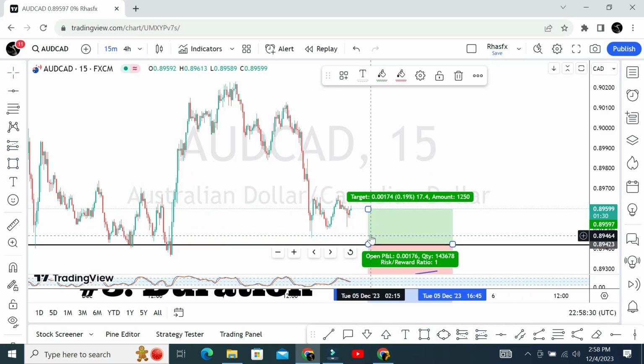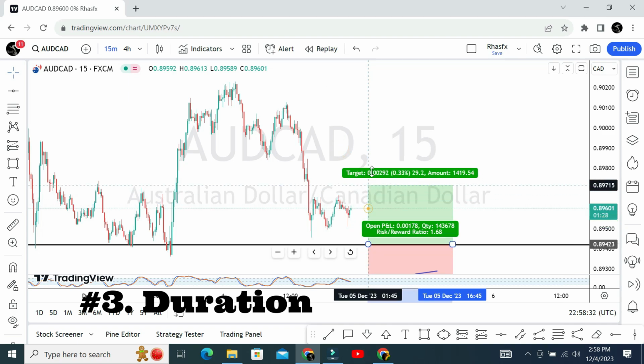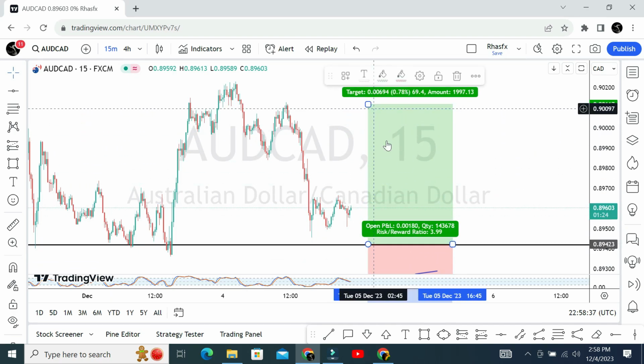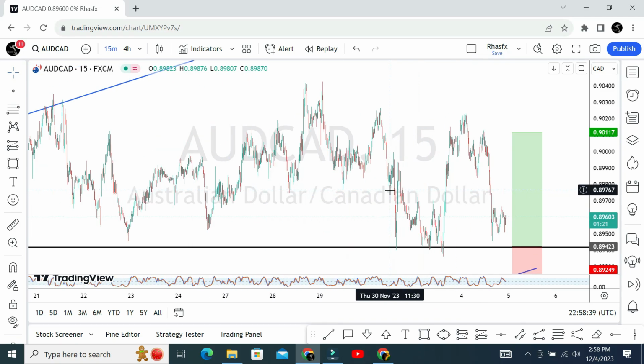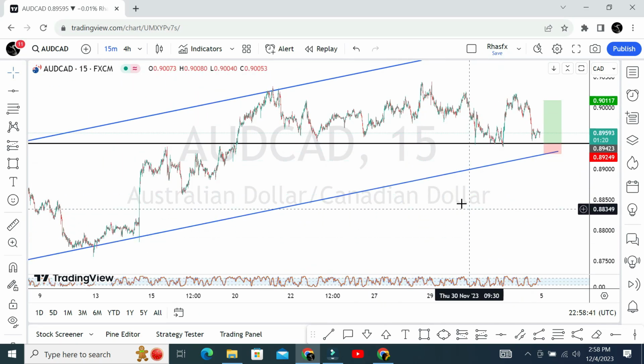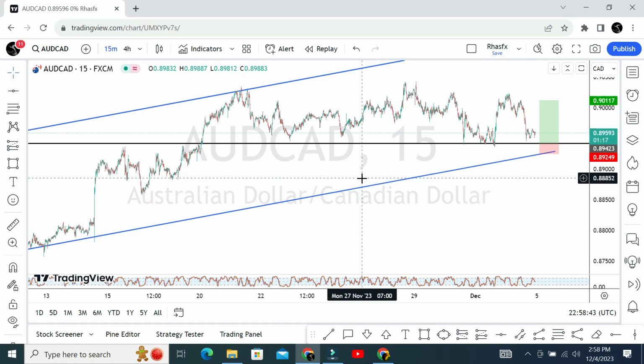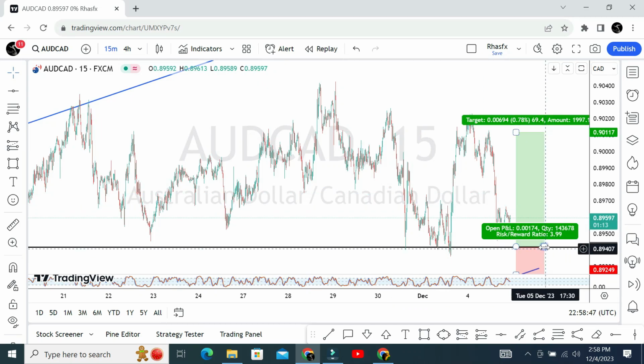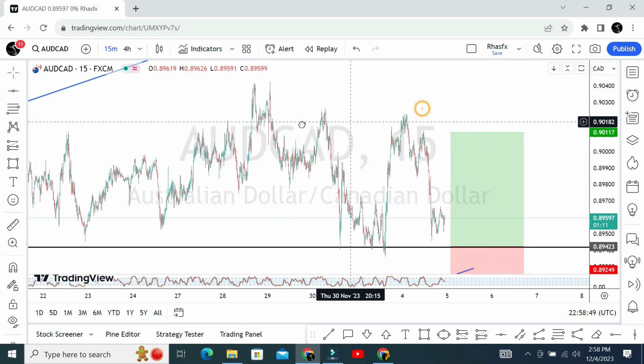Number 3. Duration. Symmetrical triangles can form over various time frames, from short-term intraday patterns to longer-term patterns spanning weeks or months. It is also worth noting that the bigger the respective time frame the pattern is forming on, the longer it would take to break out. Now we will look into how to properly trade symmetrical triangles.